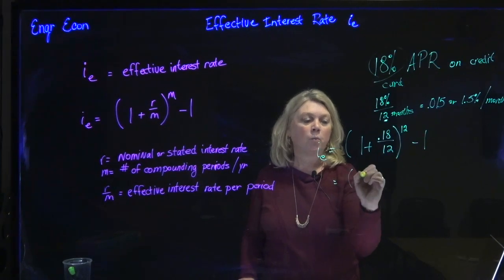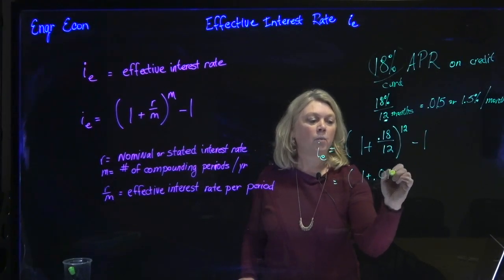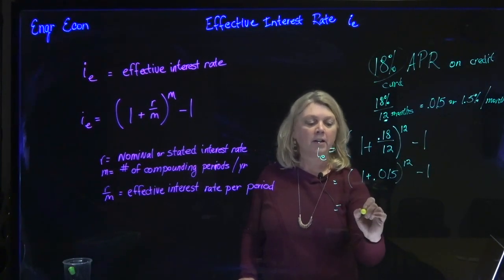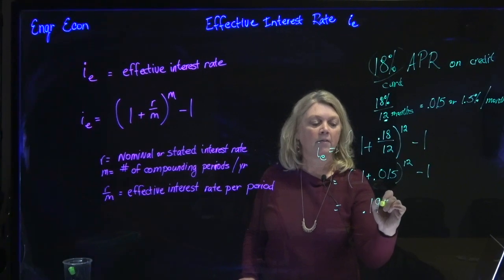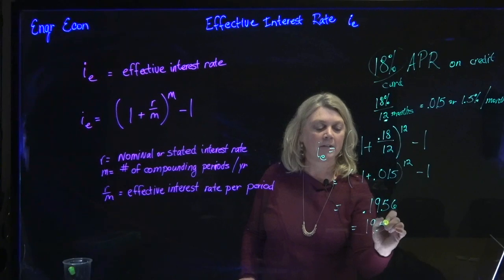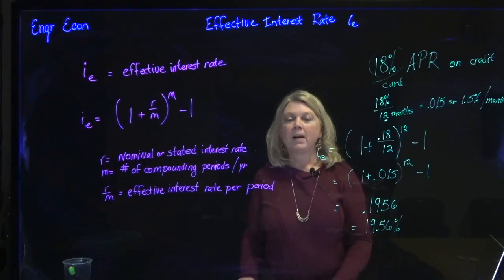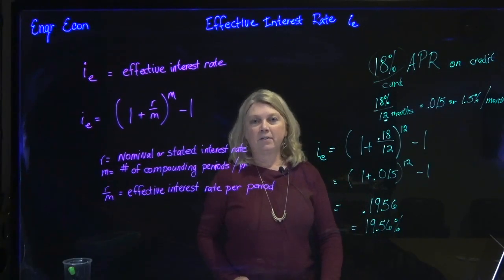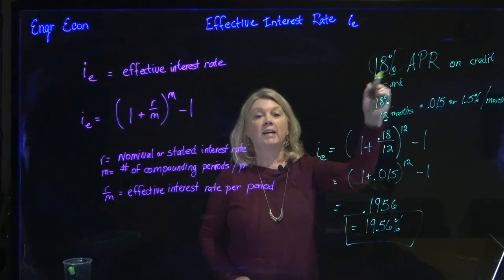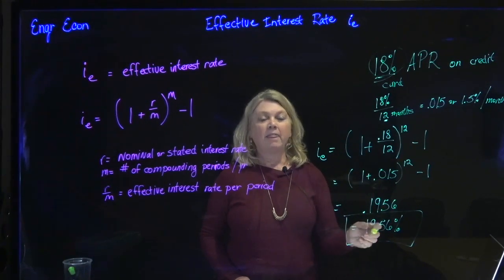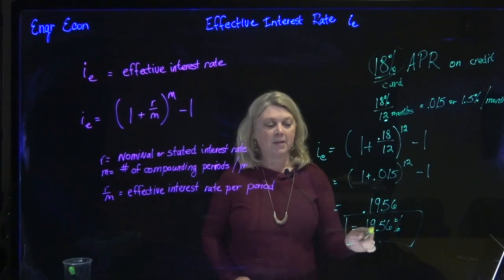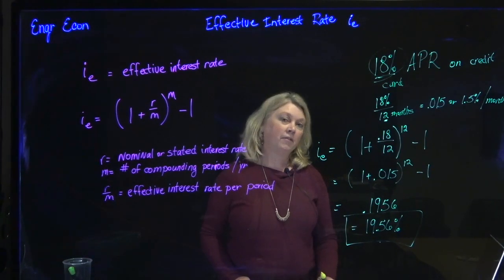So this equals 1 plus 0.015 to the 12 minus 1. You do that on your calculator, you get an answer 0.1956, which equals 19.56% annual effective interest rate. So even though your credit card agreement says you're paying 18% annual interest, you're actually paying 19.56% annual effective interest rate.